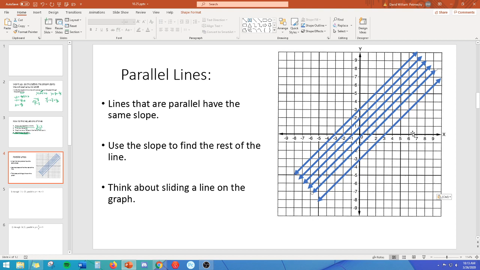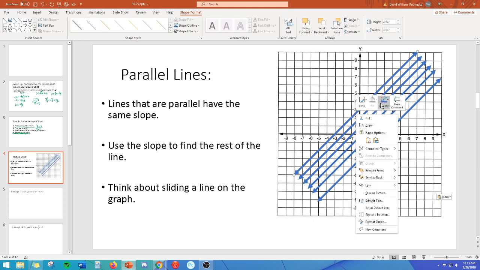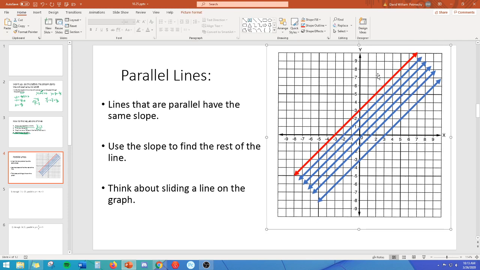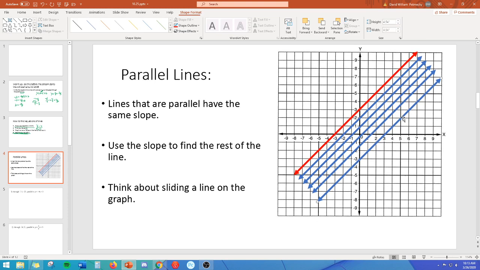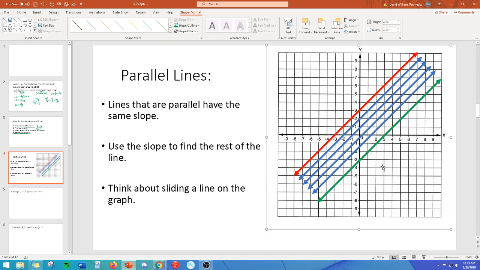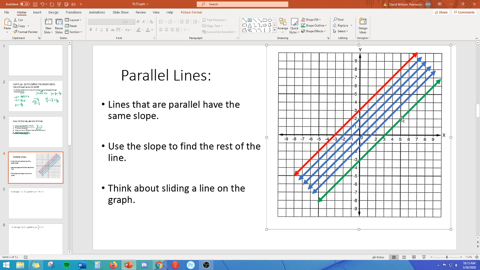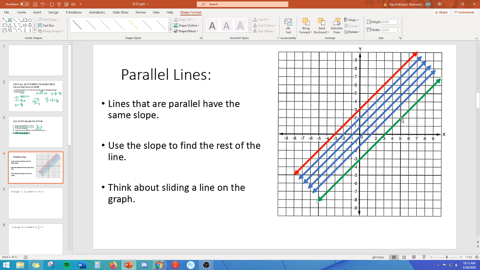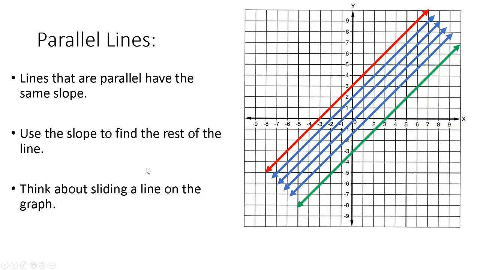Okay? So if we have a line, let's say we're given this red line here, and we want to find the equation of this green line, we could use the slope of the red line and some point on the green line to find the equation of our green line. And that's what we're going to do. All right? So, if you have questions, feel free to just throw them in the chat. I'm watching it. I'm going back and forth.